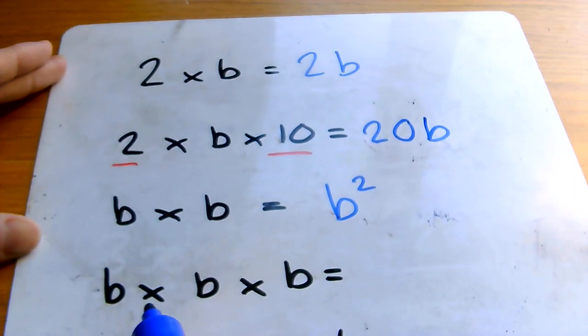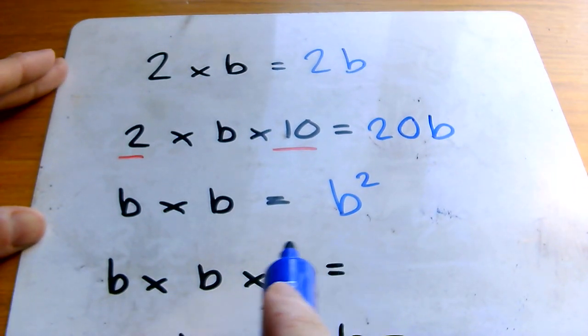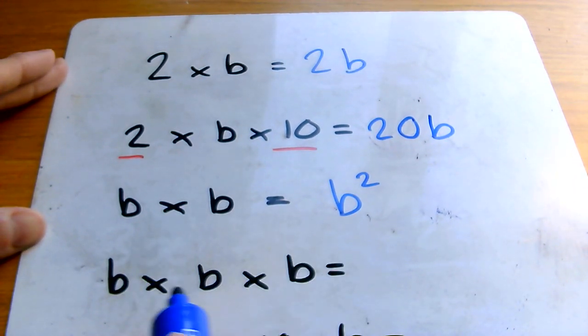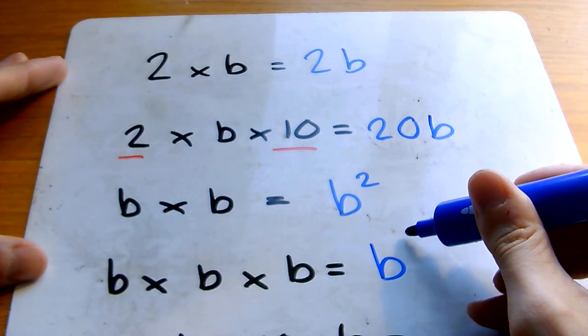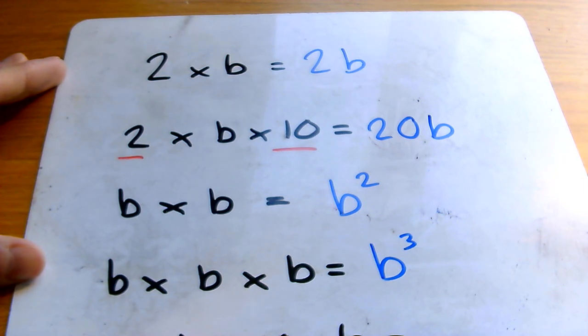You can probably guess what's going to happen here. It's not going to be 3 B's, because that would be B plus B plus B. B multiplied by B multiplied by B is B multiplied by itself 3 times, so it's B cubed.